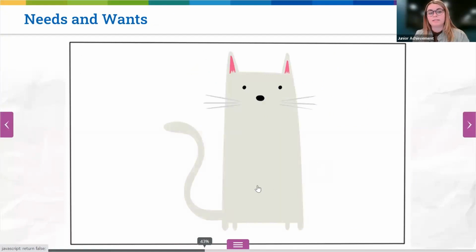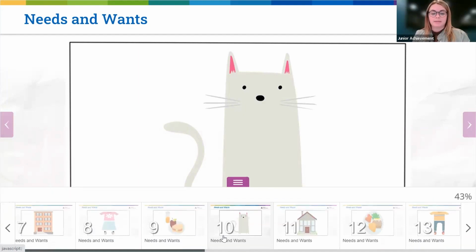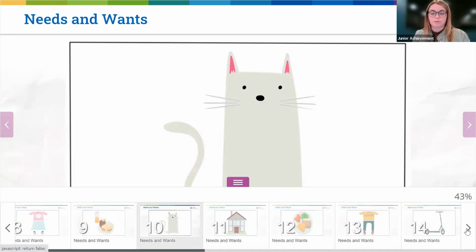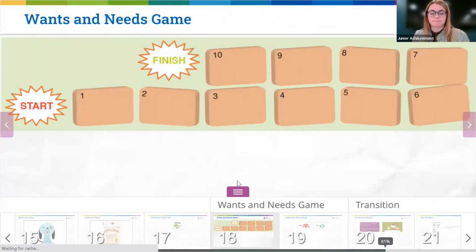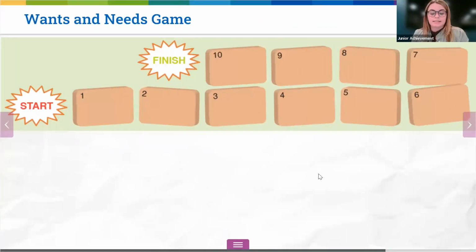If you needed to skip past some of the pictures for any given reason, remember that you have this tab at the bottom that allows you to scroll through the presentation. For the wants and needs activity slide, consider incorporating movement into this activity by having all students stand in the center of the classroom. Designate one side of the classroom as needs and the other as wants. Each time you click on a card on the screen, students can move to the side of the classroom that they believe is correct.